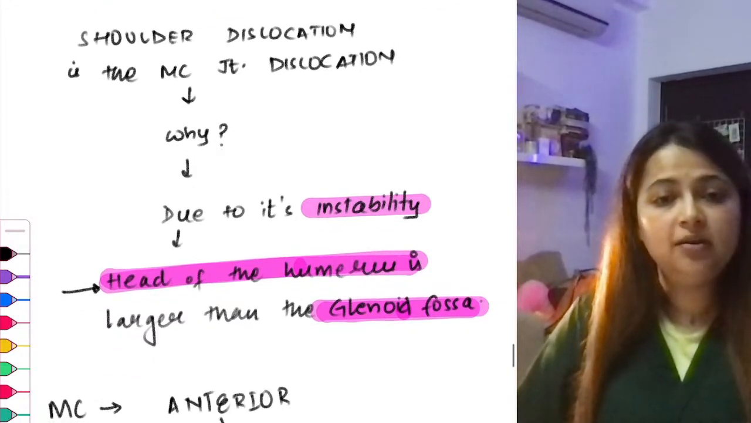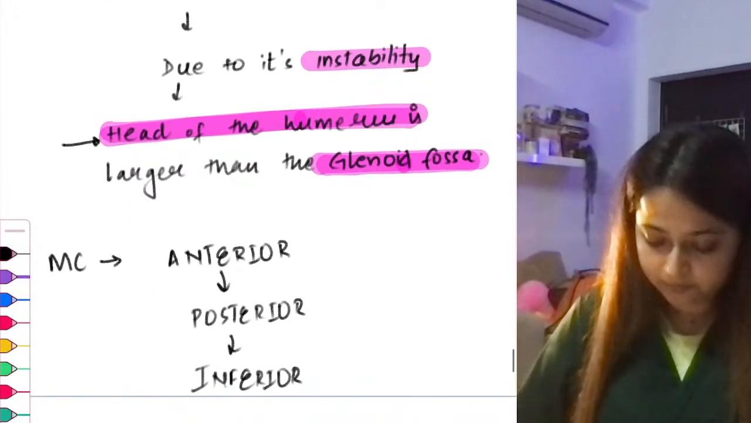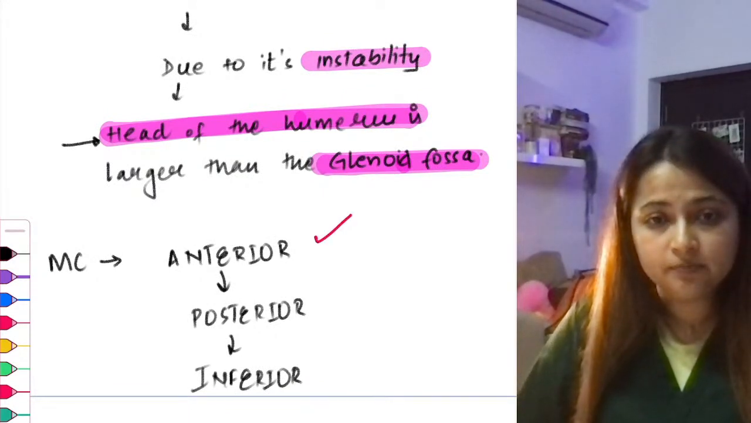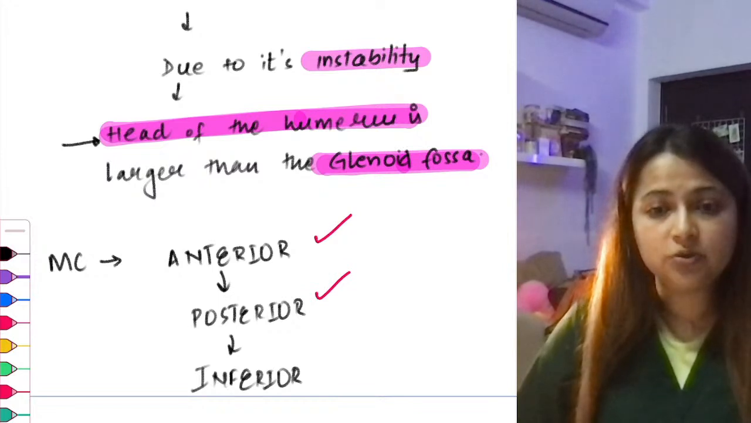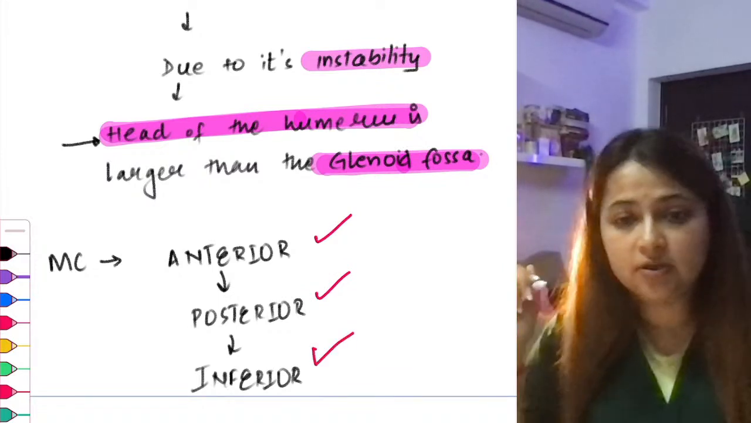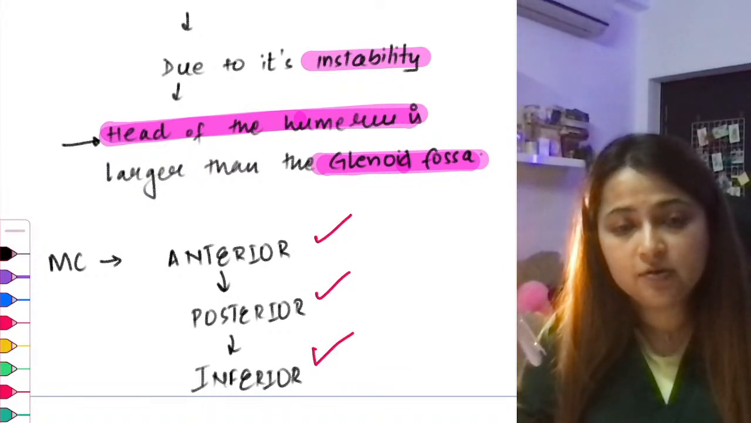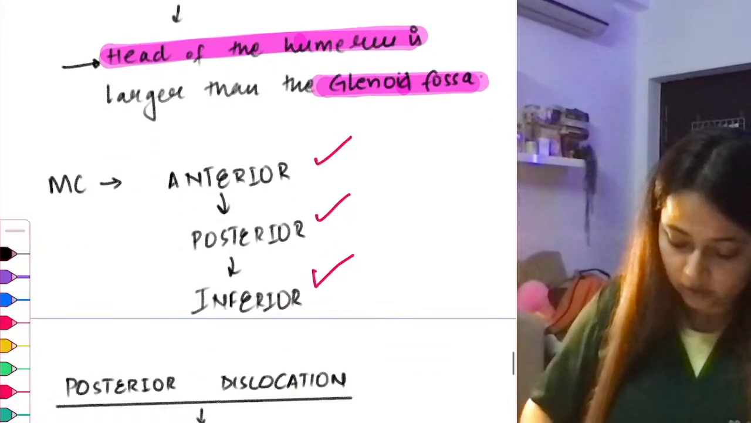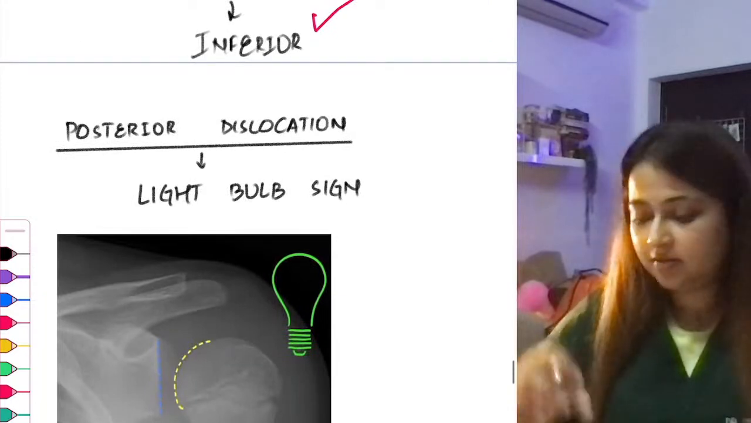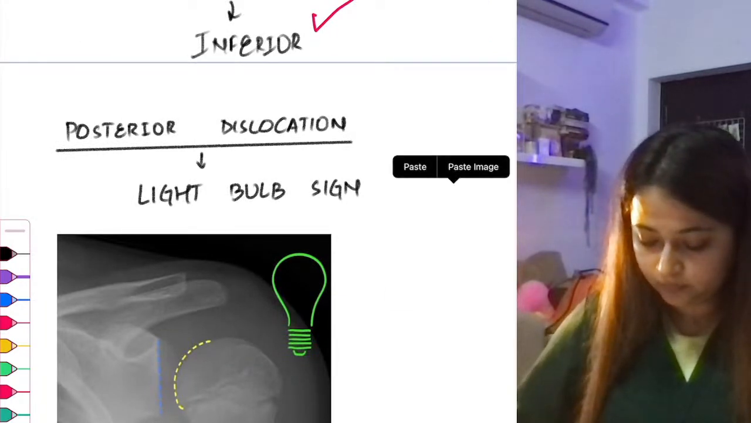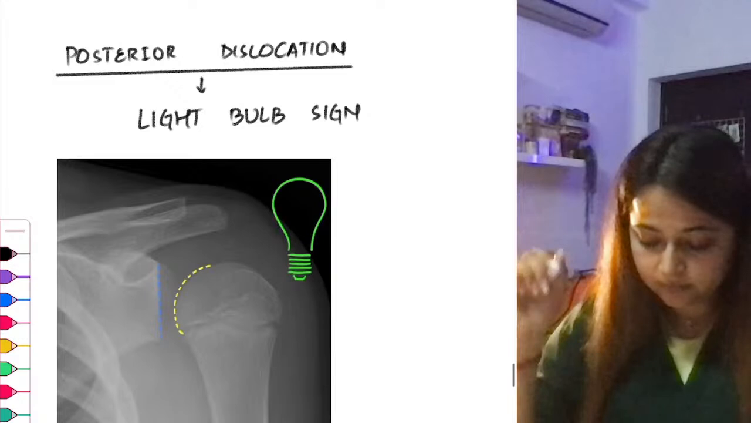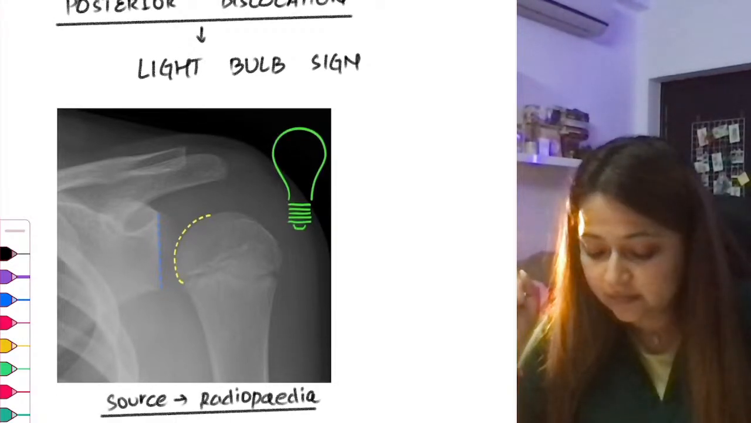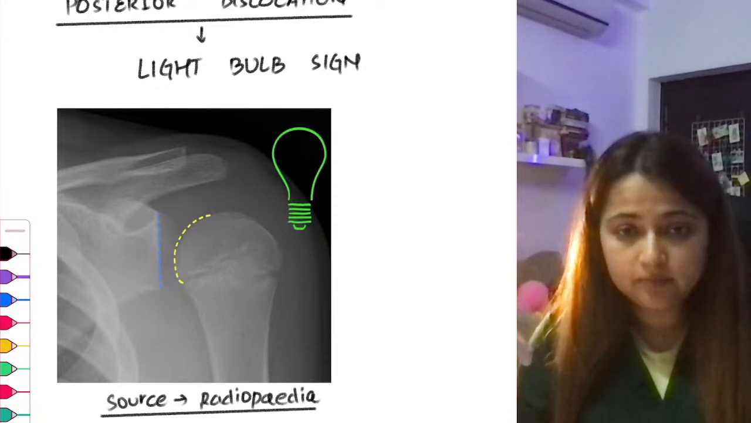Moving on, what are the different types of shoulder dislocation? Number one, anterior dislocation of the shoulder. Then we have posterior dislocation of the shoulder and inferior dislocation. So there are three types of shoulder dislocation: anterior, posterior, and inferior. Now, looking at the X-ray that I showed you, what do you think? Posterior dislocation. Okay. So as you were saying regarding the light bulb sign.